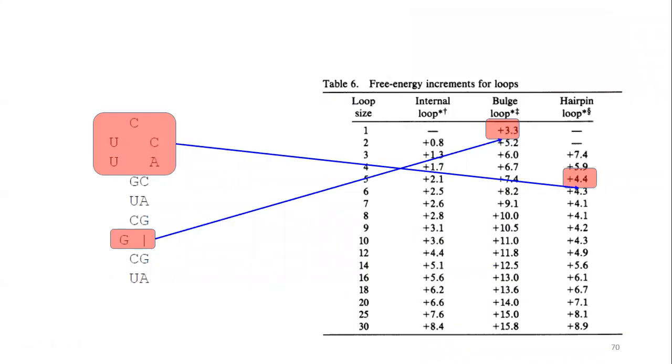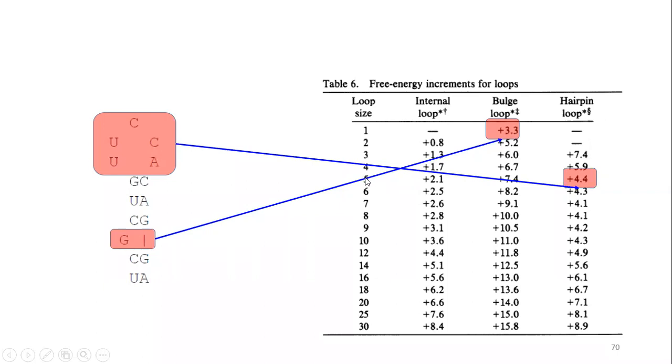So now one more thing remains: what if there are loops in your sequence. You would have to add the scores for the loops as such, and that would completely depend on the size of the loop. For example, if there is a bulge which involves only one residue, you would have to add plus 3.3. Say for example, in this case, how many residues are involved in this loop? 1, 2, 3, 4, and 5. So we would have to check the loop size, which is 5.